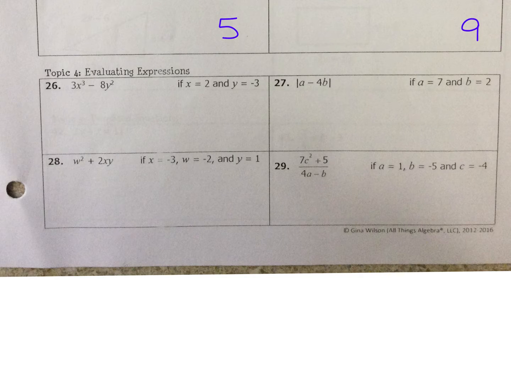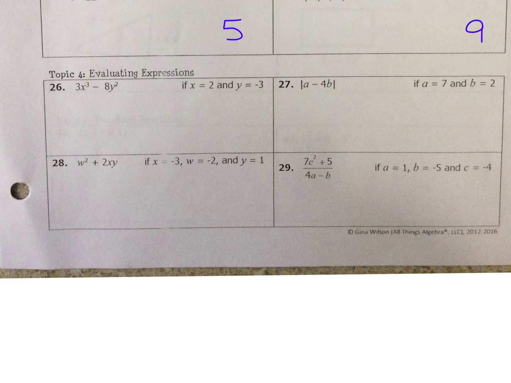26 is where we plug stuff back in. So the first thing I'm going to do is put these guys in parentheses over here. So 3x to the third minus 8y squared. Instead of that x, I'm going to fill it in with the 2 in parentheses. Instead of that y, I'm going to fill it in with the negative 3. You type that straight up in your calculator, you should get negative 48.